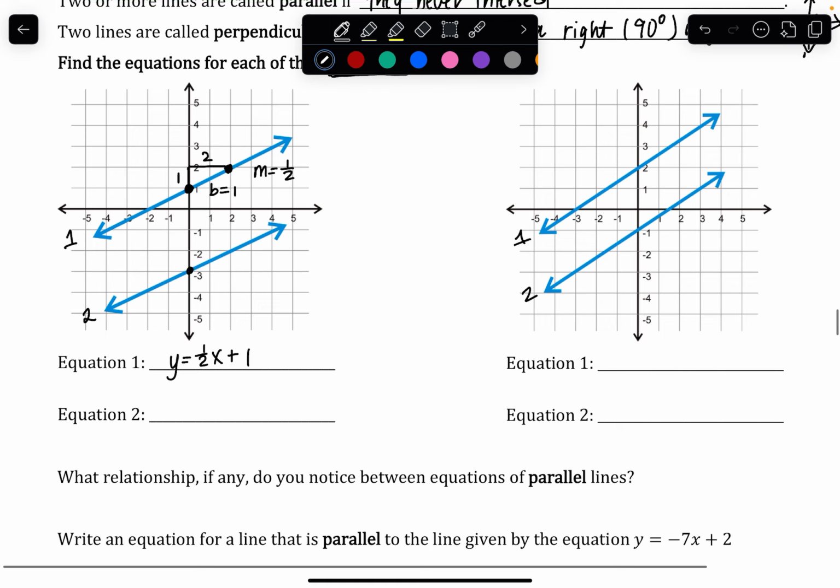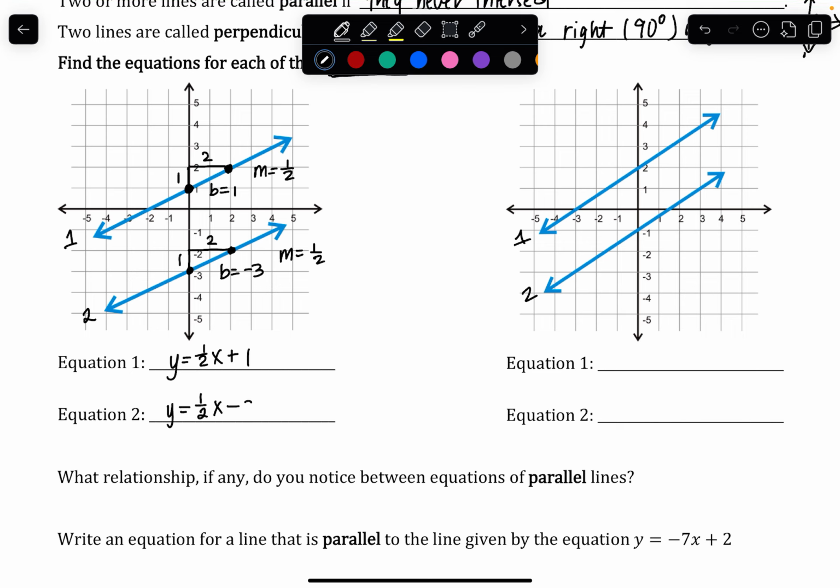For equation 2, the y-intercept is -3. The rise is 1, the run is 2, so it also has a slope of 1/2. So the equation, mx plus b, would be 1/2 x minus 3.